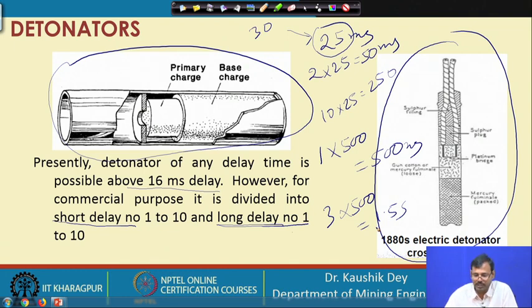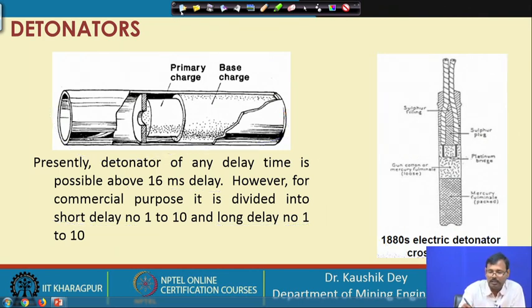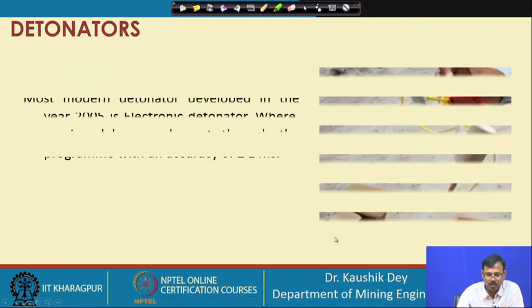Again, if you visit the manufacturer site, you will find that long delays are available, instead of multiplication of 500, with multiplication of 300 also. So, it will start from 300 millisecond to 3 second, that means 1 to 10. So, this type of different manufacturers' commercial delay detonators are also available.